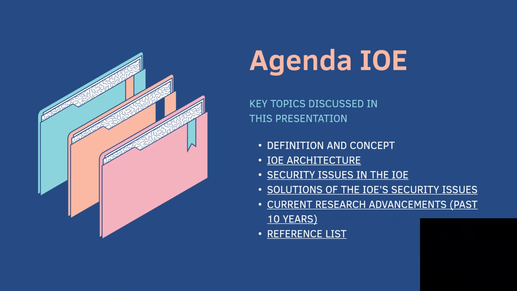Inside this project about IoE, we will discuss the key topics. First, we will define the IoE and the concept. Further down, we will explore the IoE architectures, and then we will find out the security issues that usually happen in the IoE, together with the solutions to the IoE security issues that we address. Then we also do further research to find out the current research advancements for the past 10 years. Finally, there will be our reference list.